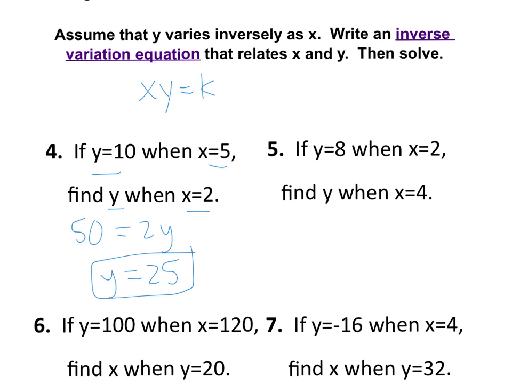All right, number 5, if y equals 8 when x equals 2, find y when x equals 4. So again, same setup, xy equals a constant, so 8 times 2 equals 16. That's going to equal 4 times y. Now I solve for y, and I get y equals 4.